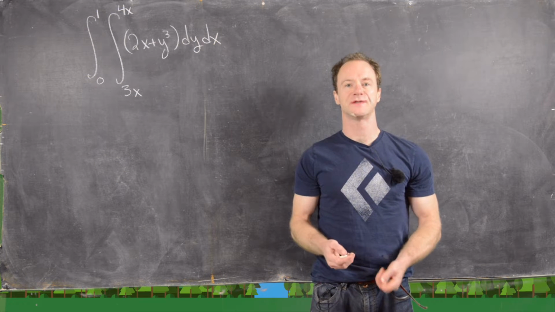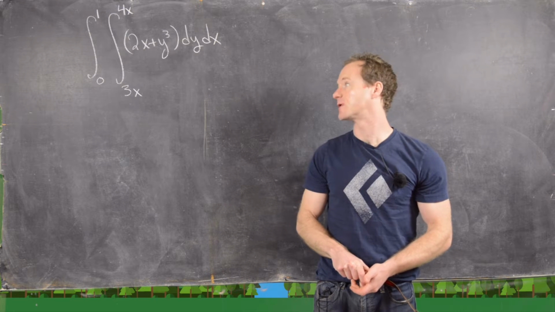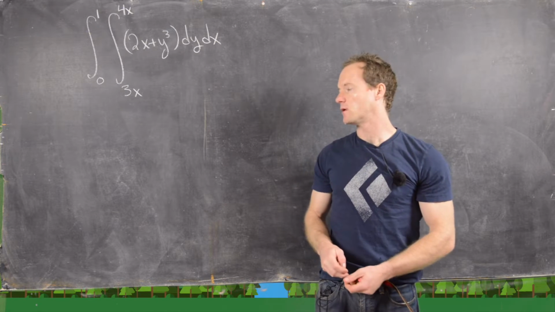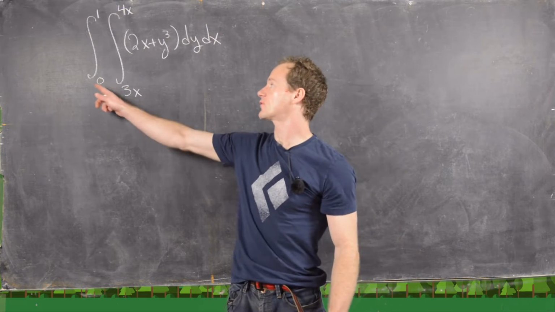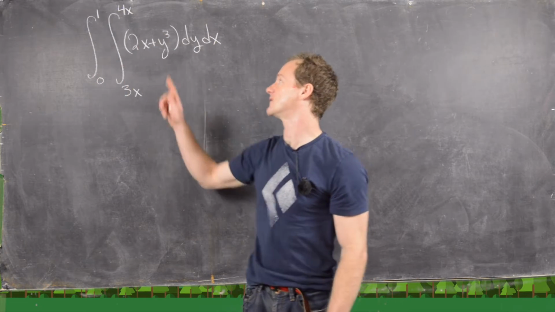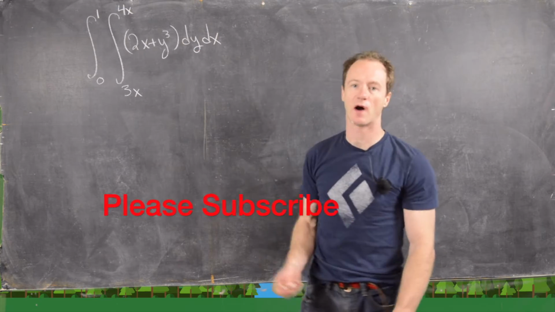Okay, we're going to do a bunch of examples in this video where we change the order of integration for double integrals. So let's get to it. So this is our first example. We'll take the integral from 0 to 1 and 3x to 4x of 2x plus y cubed dy dx.